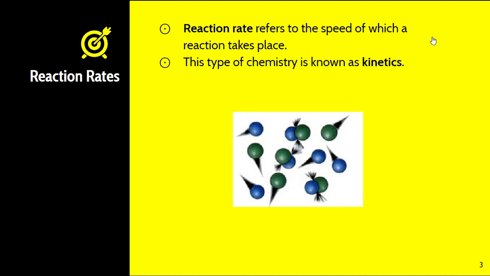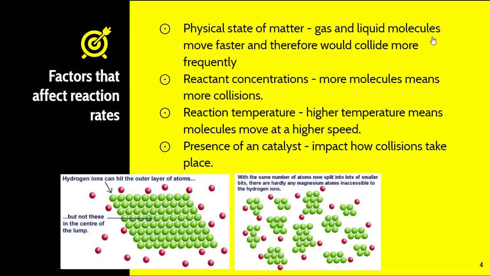So let's talk a little bit about reaction rate, and the reaction rate just simply refers to the speed at which a reaction takes place. Now, this type of chemistry is known as kinetics. Think about it, kinetics meaning the movement of the molecules. So we're really studying how those molecules move, how they interact with one another, and the rate at which that takes place, because there are quite a few variables that play a role in how reaction rates take place.